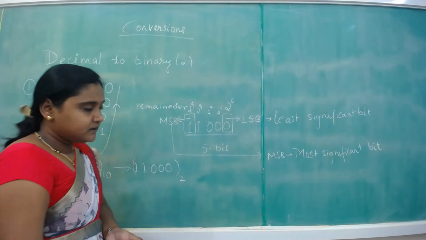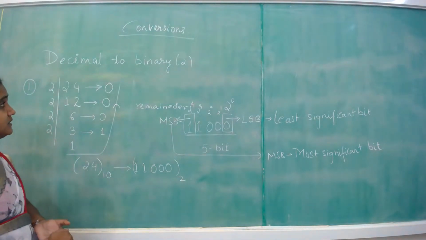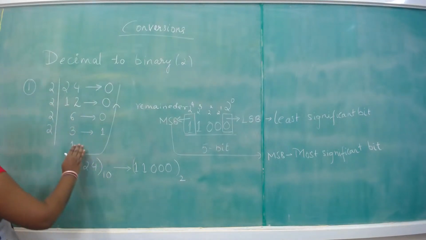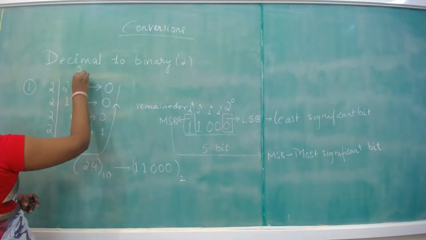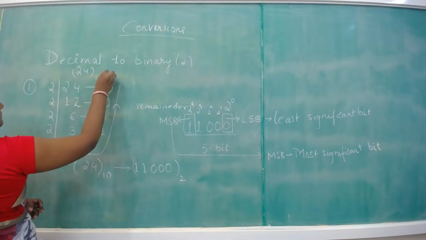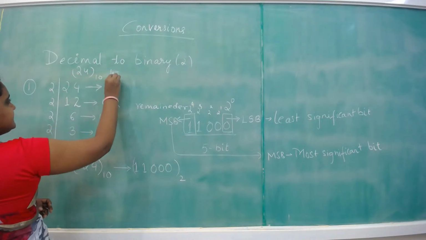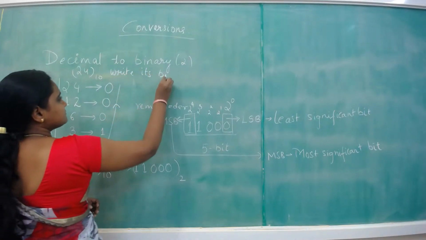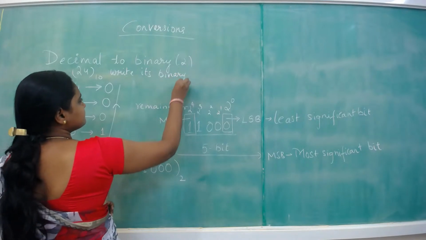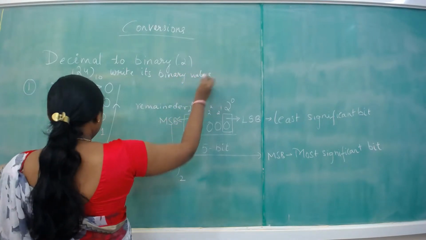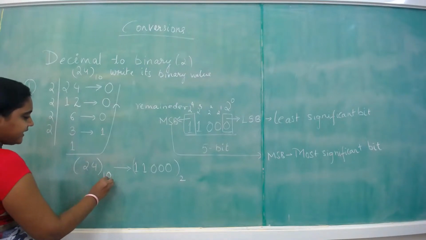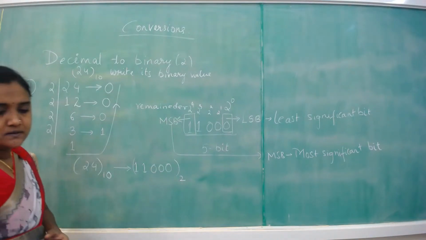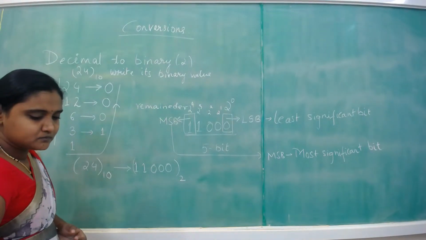Now we are discussing decimal to binary conversion, where this is the decimal number. This type of question could be asked for 2 marks: 24 base 10, write its binary value. The given value is 24 base 10 and we have converted that value into a base 2 value. 11000 is the base 2 value.